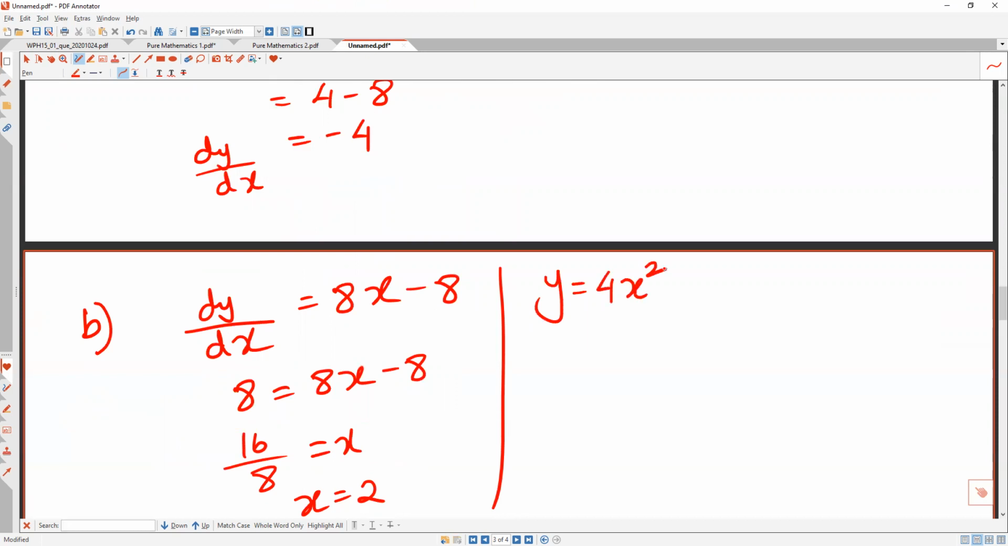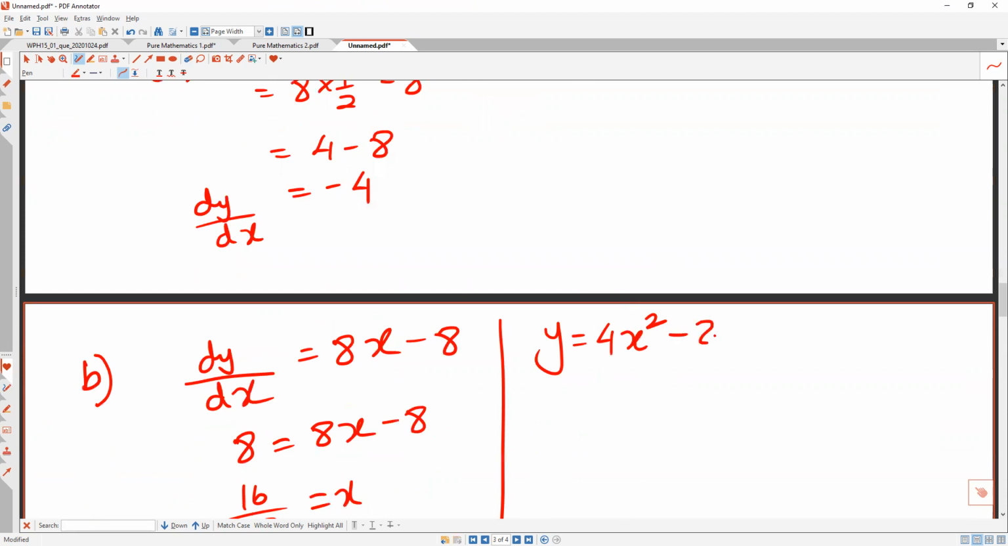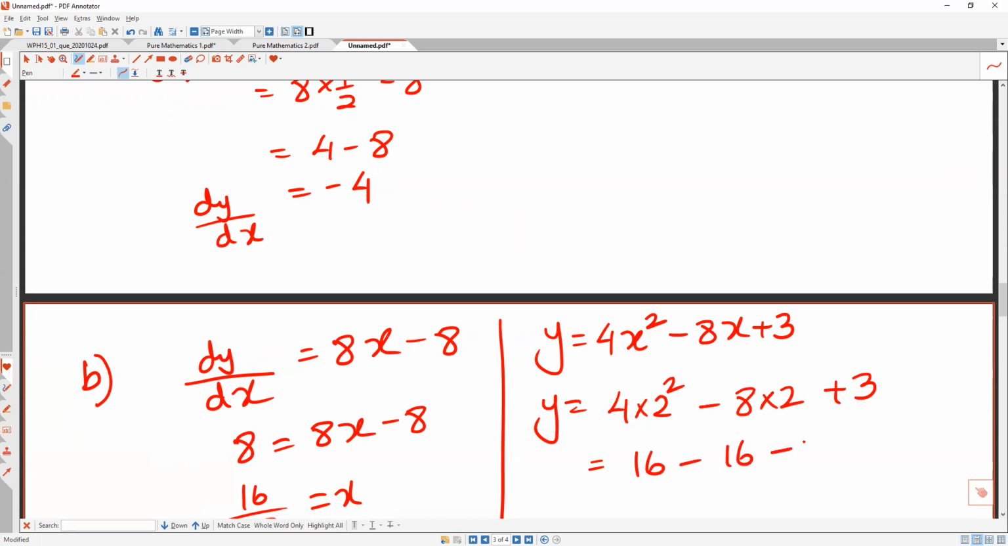Y is equal to 4x square minus 8x plus 3. So what is the y coordinate? 4 into 2 square minus 8 into 2 plus 3. 2 to the power 2 is 4, 4 fours are 16. 16 minus 16 plus 3. Cancel. What's your y coordinate?